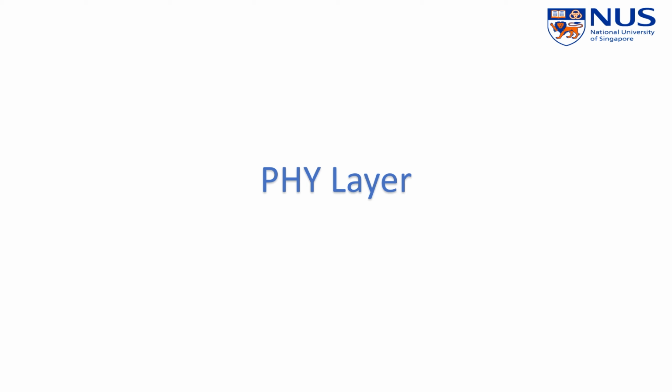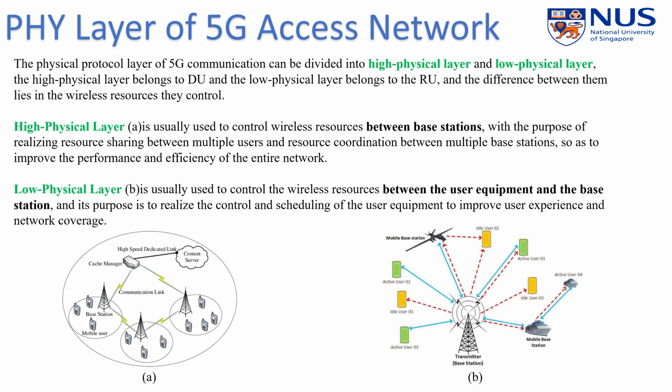Since the physics layer is the basis of the whole communication network, here we will introduce more about the physics layer in 5G access network. The physics protocol layer of 5G network can be divided into high physical layer and low physical layer. The high physical layer belongs to DU and the low physical layer belongs to the RU.